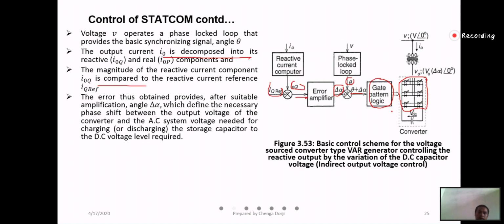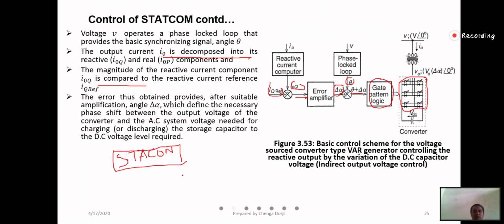Now, previously this voltage compensation was done by the STATCON, the static condenser. There it involves a rotating part, that is the synchronous machine. We were using that synchronous machine to generate or absorb the reactive power.